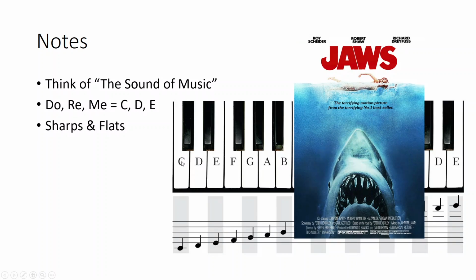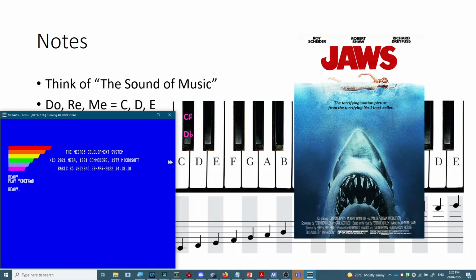So yeah, we can either think of sharpening the note C to become C sharp, or flattening the note D to become D flat. But honestly, these are the same notes. C sharp and D flat are one and the same. And we can give that a try and see here.